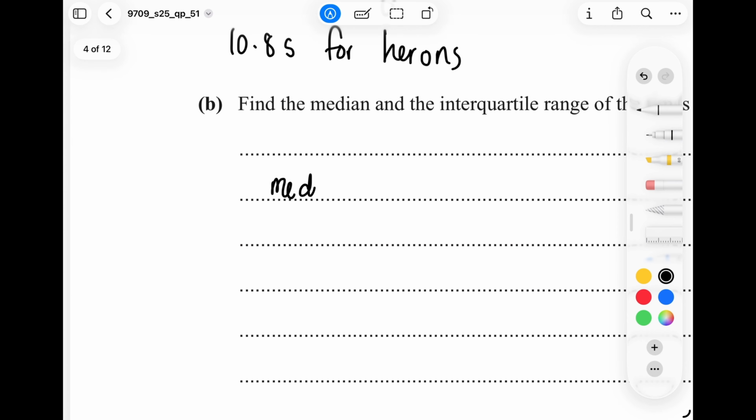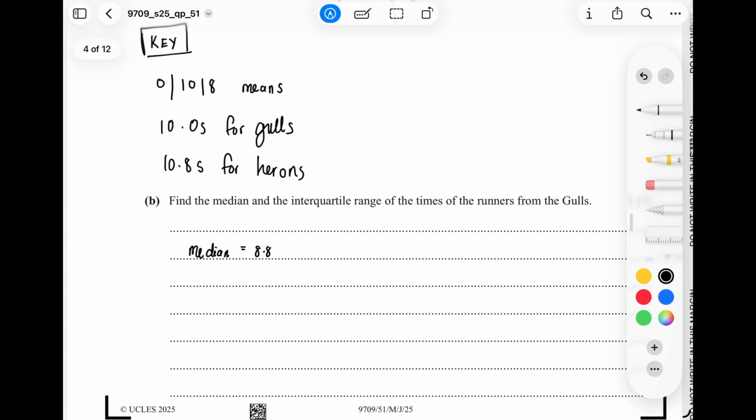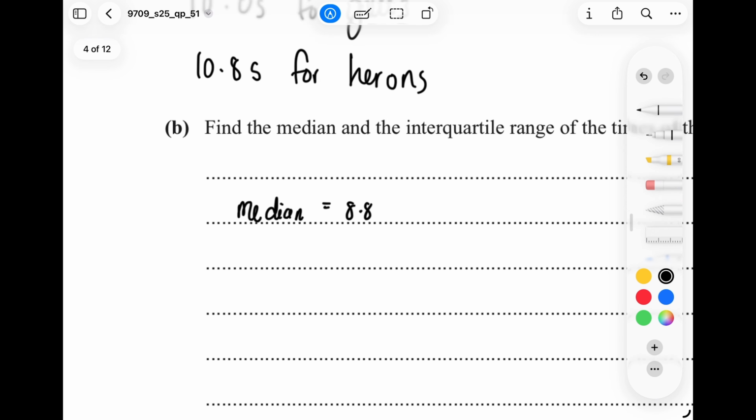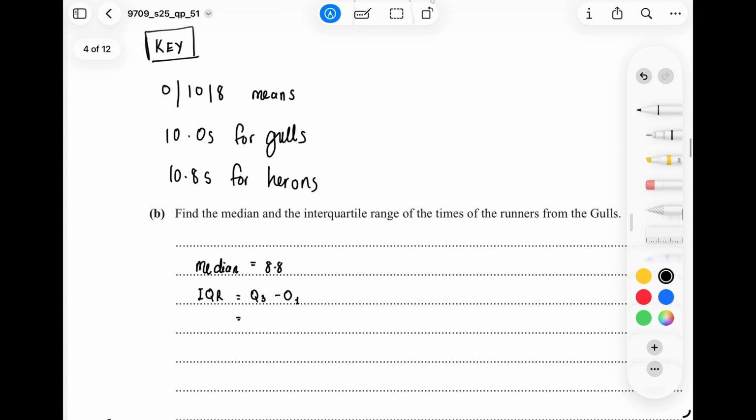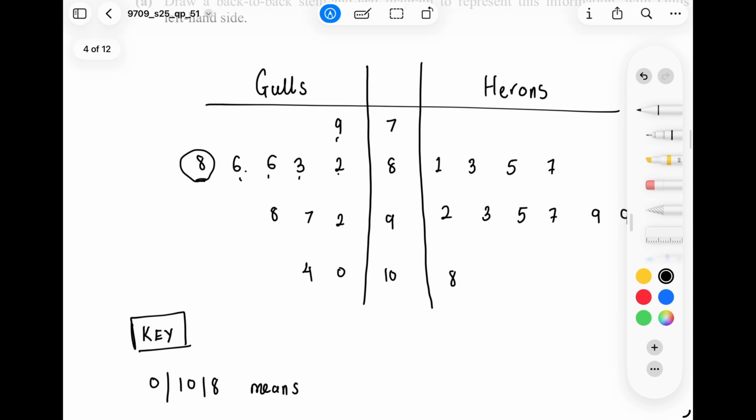Median is equal to 8.8. And then they said interquartile range, which is IQR. So for IQR, you have to do Q3 minus Q1. So let's go find them real quick. So we have 5 on this side, 5 on this side. So the middle is obviously the third number and the third number.